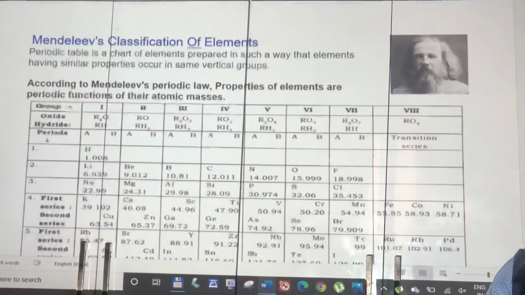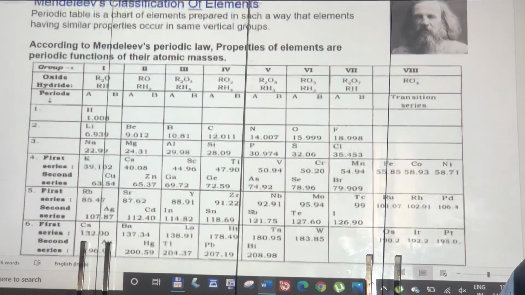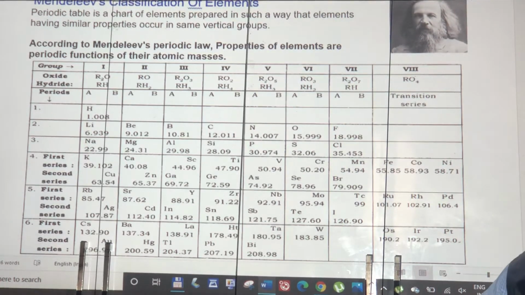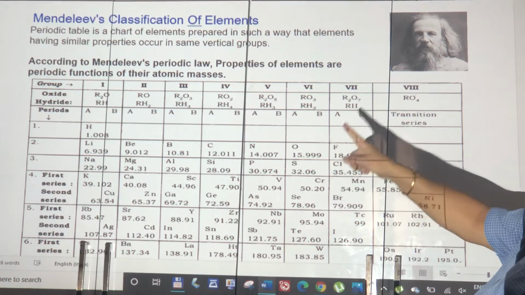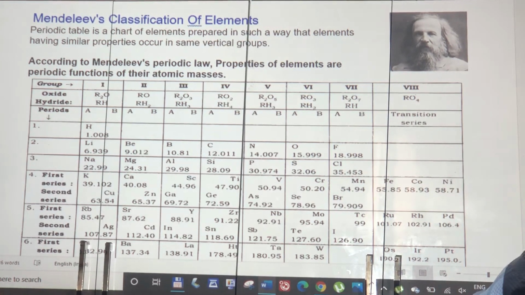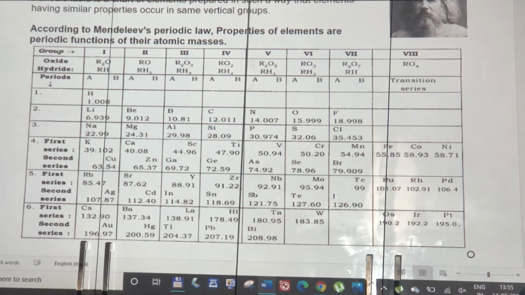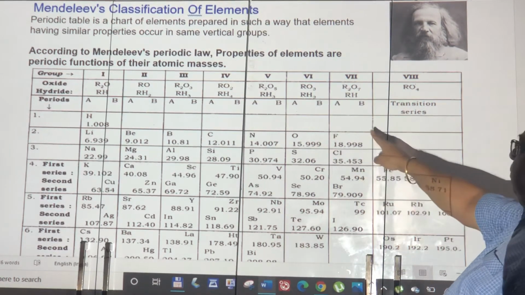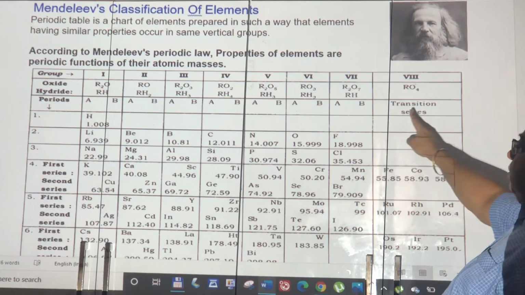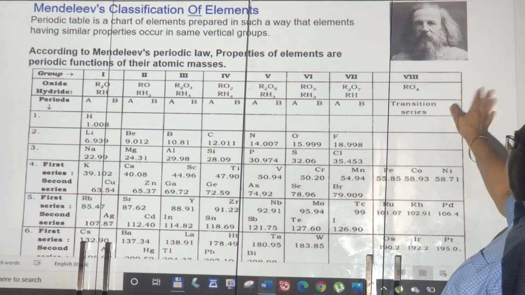We come to Mendeleev. Mendeleev, as you can see, a Russian scientist, prepared a table such that elements which have similar properties occur in the same vertical groups. Group 1, 2, 3, 4, 5, 6, 7. And Mendeleev said the properties of elements are a periodic function of their atomic masses. So, when I have elements in a row, they will have similar properties. He made 7 groups, afterwards the 8th was discovered. So he has put it separately.